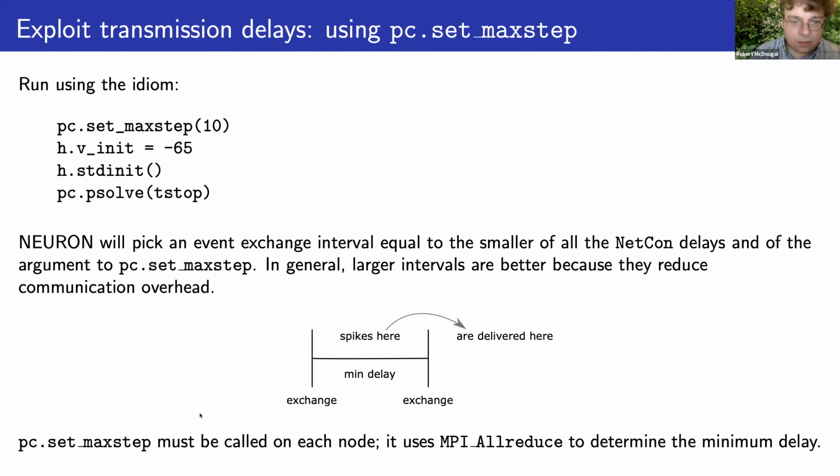And so also we talked about all together for the spikes. Set maxstep uses what's known as an all reduce. Again, it's the communication between all of the processors because not everybody knows all of the delays, but collectively they do.